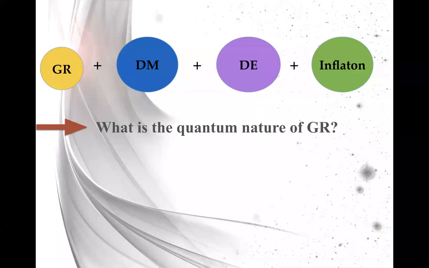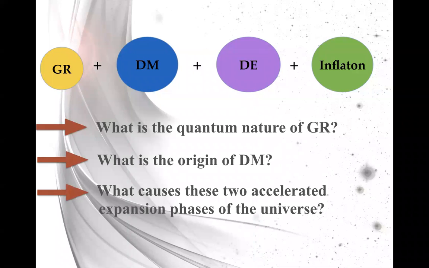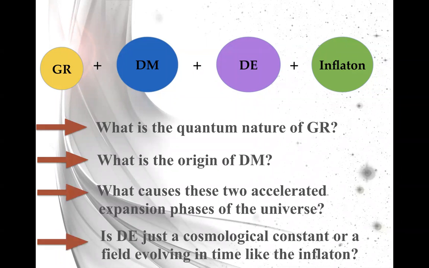So what is the quantum nature of general relativity? What is the origin of dark matter? And what causes these two accelerated expansion phases of the universe? And is dark energy just a cosmological constant, or is it also a field, like a quintessence field, evolving in time?